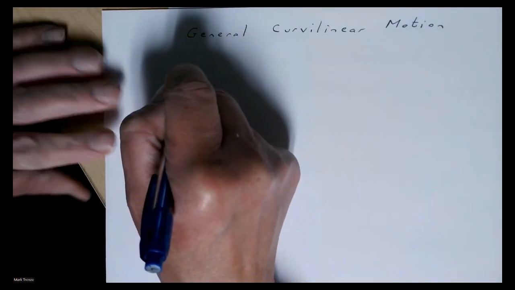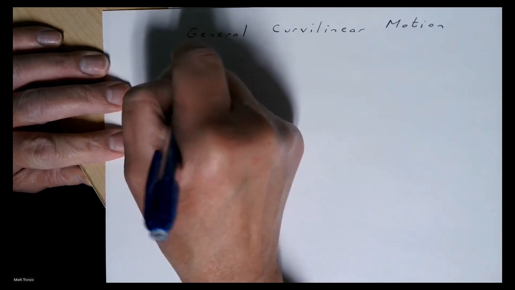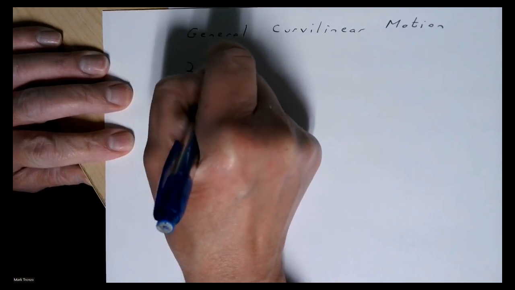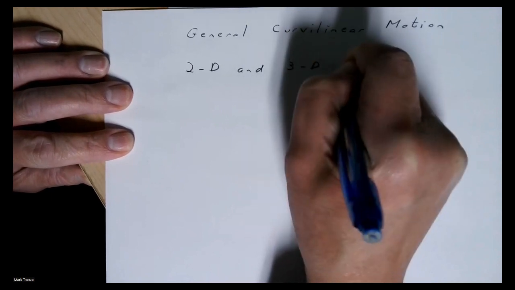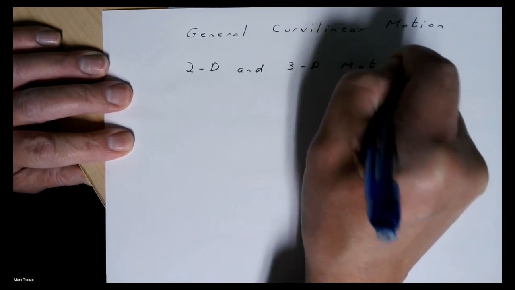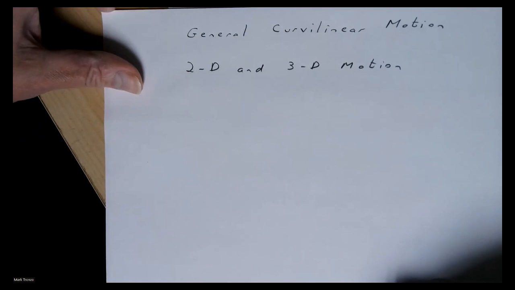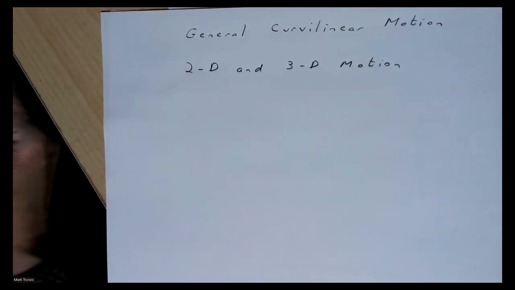In this video, we're going to look at general curvilinear motion. So far, we've looked at motion along the line, just in one dimension. So we're just moving along the line. Now we're going to do 2D and 3D motion. And so that's what we're going to consider in this video.